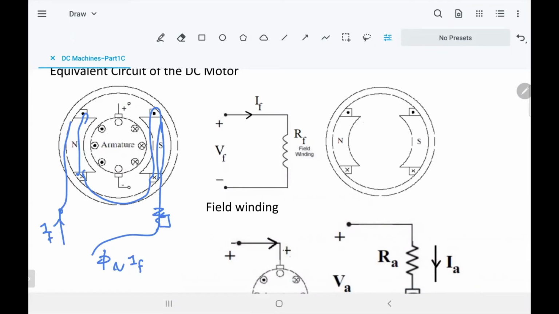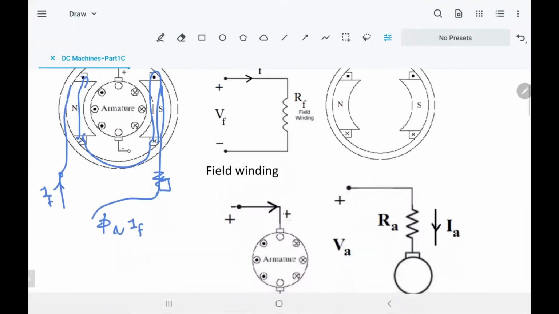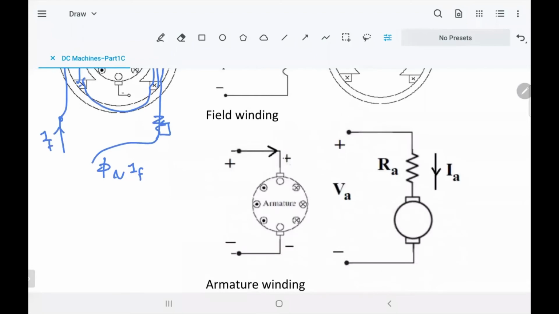And if we have a supply separate to the DC machine, we call it a separately excited DC machine. It means that the field is connected to a special DC source. And the rotor has a winding called the armature winding. Since it has winding, it has a resistance. So this resistance, I'm going to call it the armature resistance, or the resistance of the armature wire, RA.